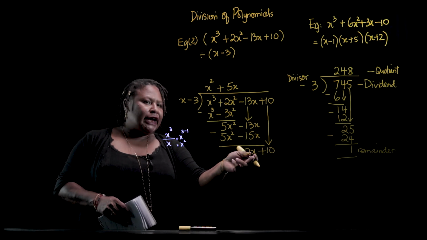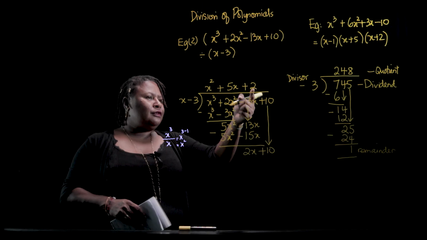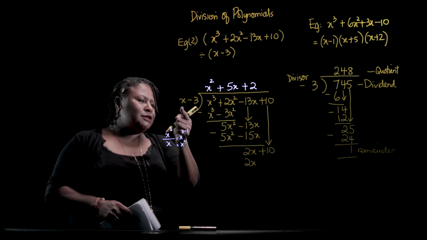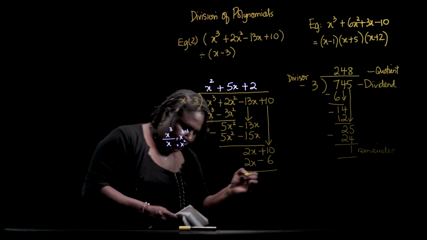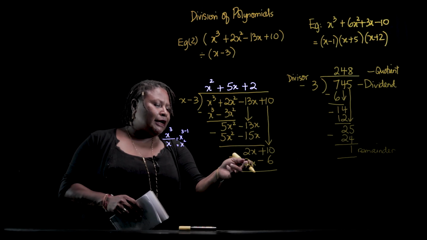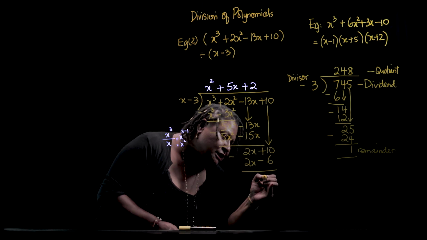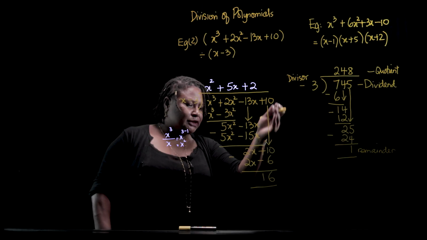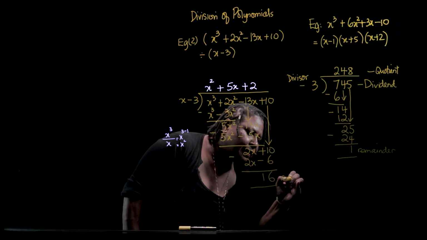Okay, so 2x divided by x will give us 2. So plus 2. 2 times x is 2x. All right. And 2 times negative 3 is negative 6. Okay. Now, we are going to subtract. 2x minus 2x will cancel out. And positive 10 minus negative 6 will give us positive 16. Okay. We have no more terms to bring down, so positive 16 is the remainder.